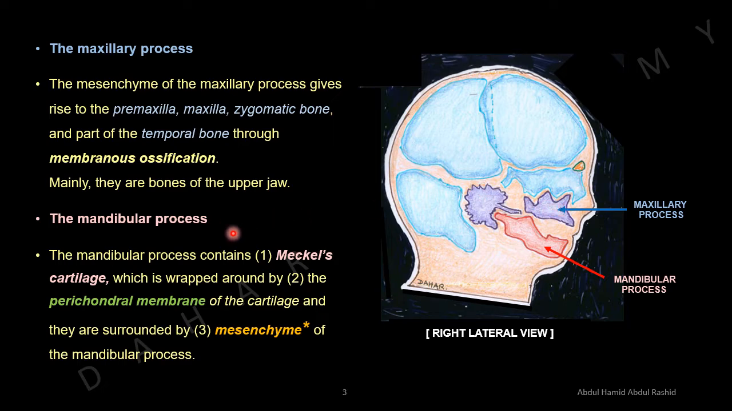The mandibular process, this is the one which is more important. The mandibular process contains number 1, Meckel's cartilage, which is wrapped around by number 2, the covering, that is the perichondral membrane of the cartilage, and they are surrounded by number 3, mesenchyme, that is the connective tissue of the mesoderm of the mandibular process.